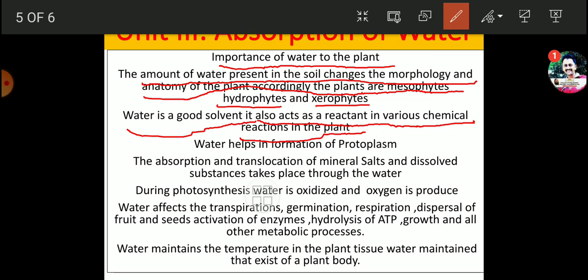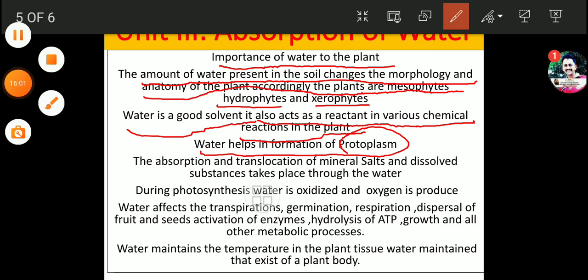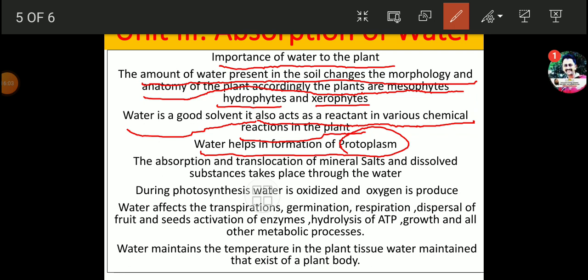It acts as a reactant. So water is a good solvent, we have to say that. Water helps in the formation of protoplasm. Protoplasm is the most important part of each and every living cell, isn't it? So water helps in formation of protoplasm. When protoplasm is to be formed, definitely it requires water. Without water, formation of protoplasm is not possible.